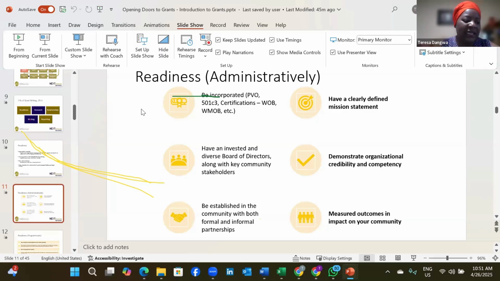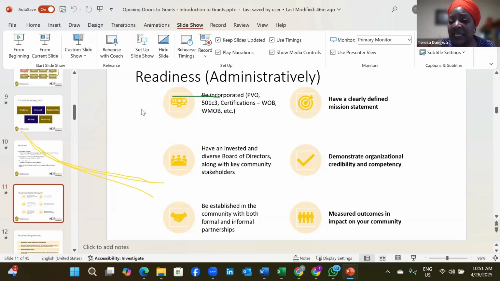A lot of times it may not be well received when the executive director is the one who is telling the board what the expectations are. So it's always good to ask a third party to come in and give a training to your board on board expectations. And who are your community stakeholders? Who are some of your community partners?